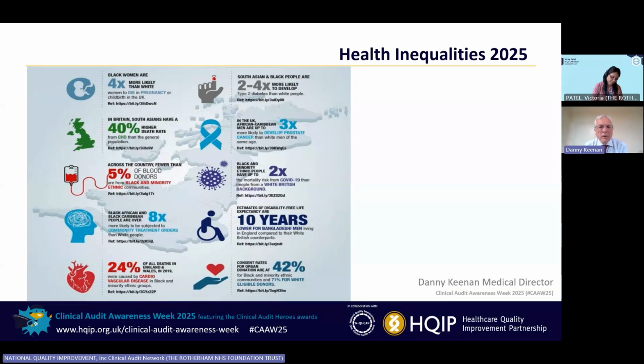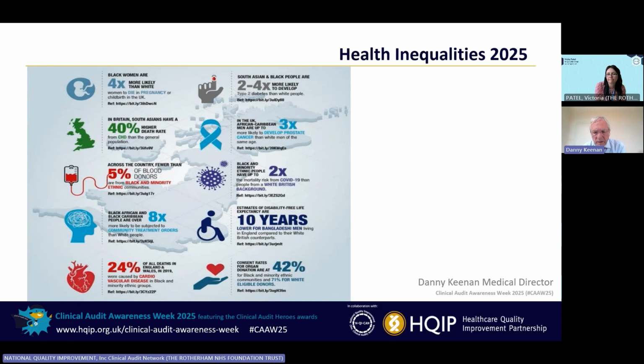And up at the top left, many of us know this one, but it has to be repeated. Four times the death rate for Black women in pregnancy. Wow, that is a big statistic. Obviously lesser, but still Asian ladies also have a higher death rate.